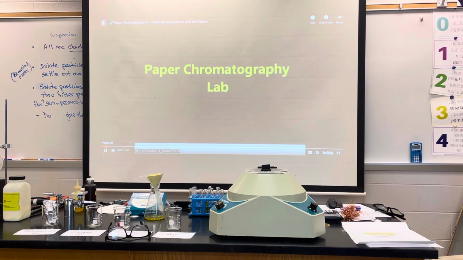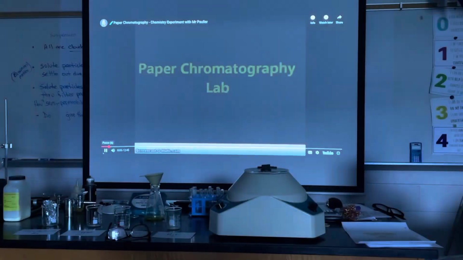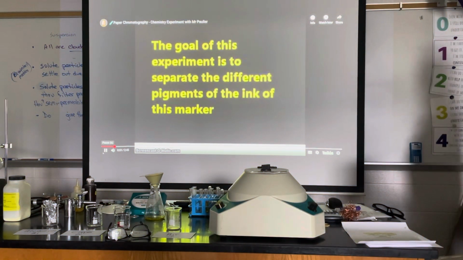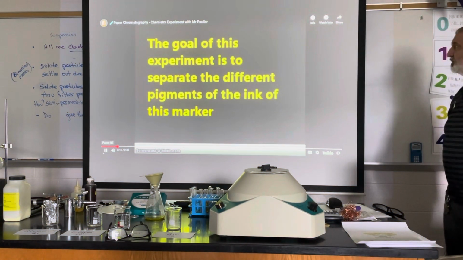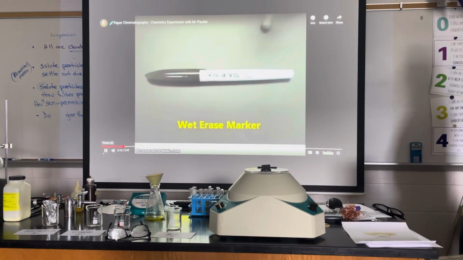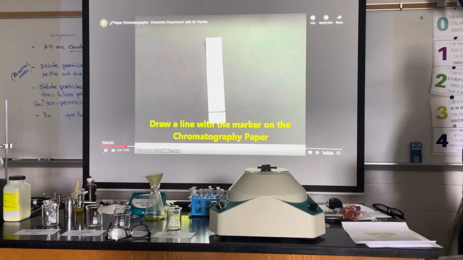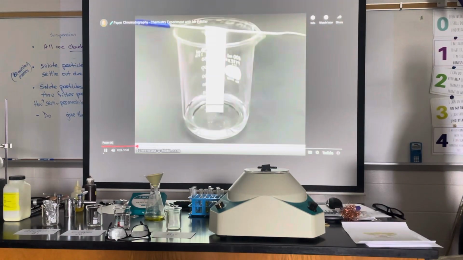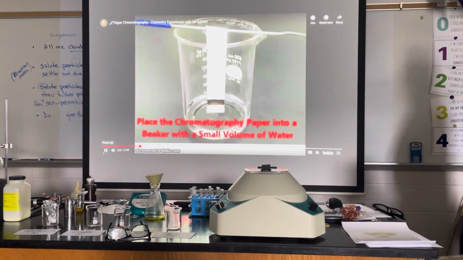This video shows an example of a chromatography experiment. The goal of the experiment is to separate the different pigments of ink which are present in a wet erase marker, which we'll see right here. So this marker is wet erase, which means that the pigments are water soluble. We'll start our experiment by drawing a line with the marker on the chromatography paper. Then what we want to do is insert that chromatography paper.